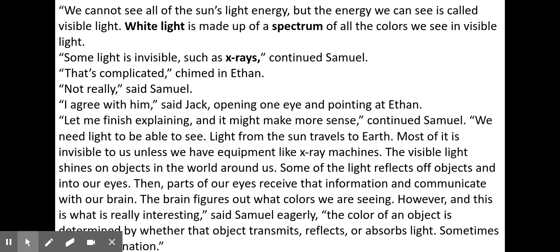"We need light to be able to see. Light from the sun travels to Earth. Most of it is invisible to us unless we have equipment like X-ray machines. The visible light shines on objects in the world around us. Some of the light reflects off objects and into our eyes. Then parts of our eyes receive that information and communicate with our brain. The brain figures out what colors we are seeing.